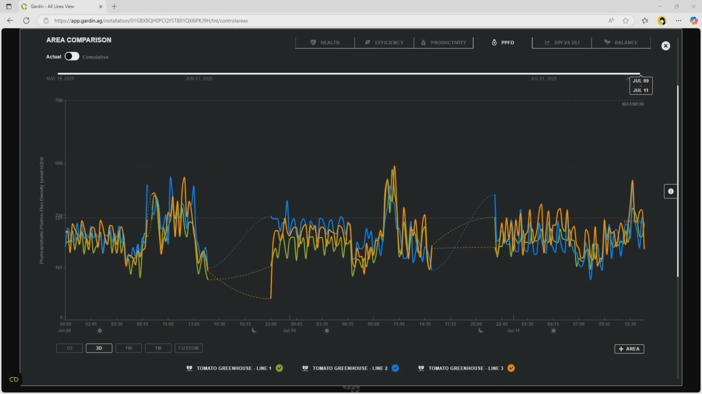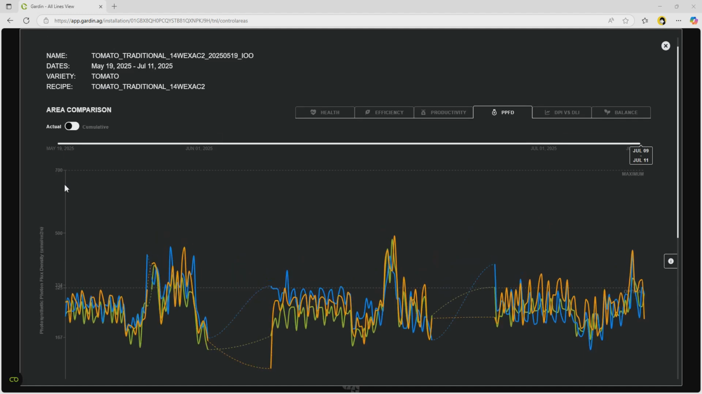Next, PPFD. This is the same as PAR, which stands for photosynthetically active radiation. It tells you how much usable light is actually reaching the leaves. Gardin shows you the optimum and maximum levels, corresponding to lines on the efficiency graphs, so you can fine-tune your lighting strategy to boost efficiency without causing damage.